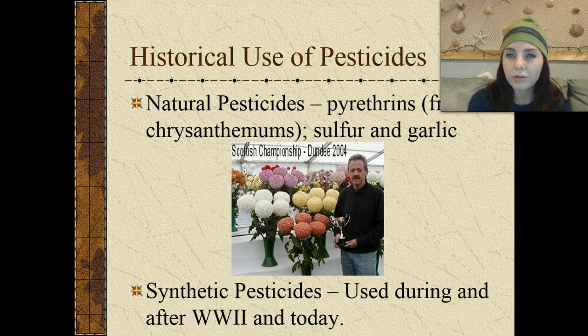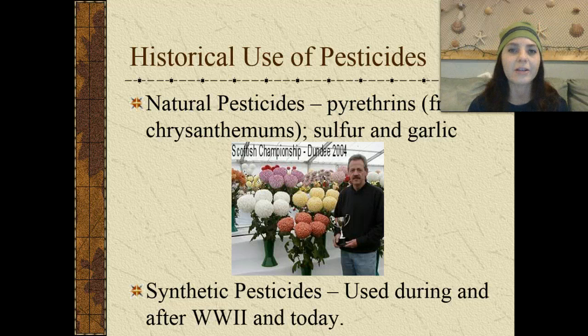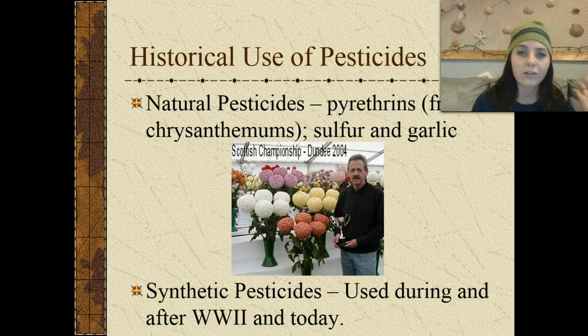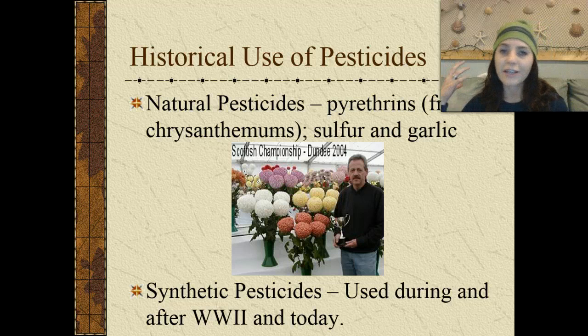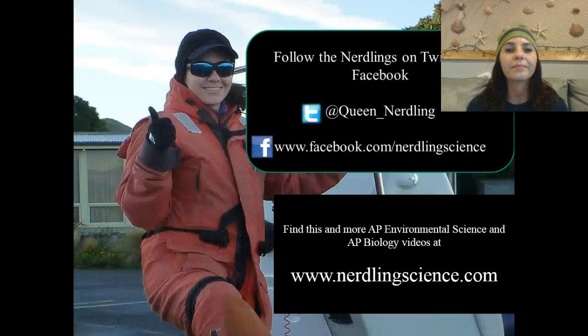So what about the historical use of pesticides? Well, back in the day, before we had all kinds of awesome chemists and all of the recent technology, we had natural pesticides. A lot of them were pyrethrins, which came from chrysanthemums, which are a type of flower, as well as sulfur and garlic. Then the Industrial Revolution happened. We had a lot more technological advances, modern chemistry, and all of that came into play. And we started creating synthetic pesticides. These were used during and after World War II up till currently today.